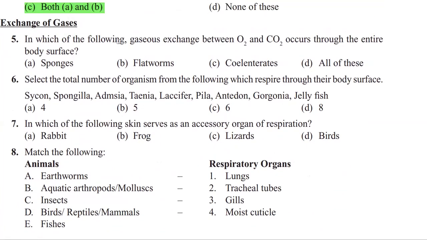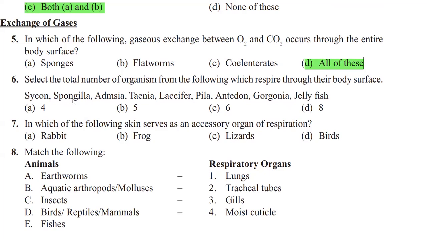In which of the following does gas exchange between oxygen and carbon dioxide occur through the entire body surface? Sponges, flatworms or Platyhelminthes, Coelenterates, all of these. All of these. Select the total number of organisms from the following which respire through their body surface.